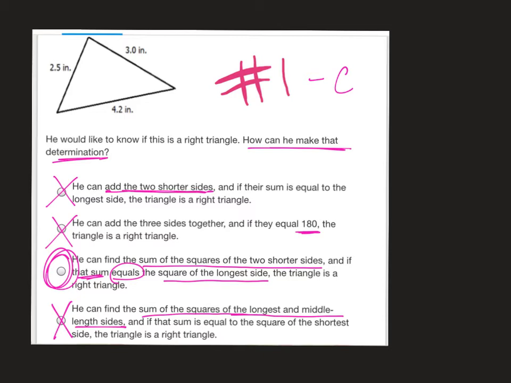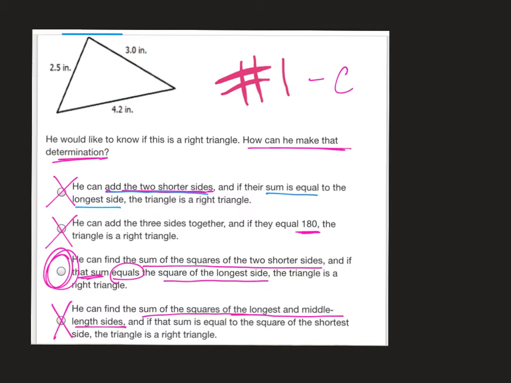Choice A says he could add the two shorter sides, and if their sum is equal to the longest side, the triangle is a right triangle. The problem with this is that they only say he could add the two shorter sides and their sum is equal to the longest side. Well, we're missing something there. We're missing the squaring of the shorter sides and the square of the longest side. You've got to square them. You can't just add them up like that. So that was not our answer.